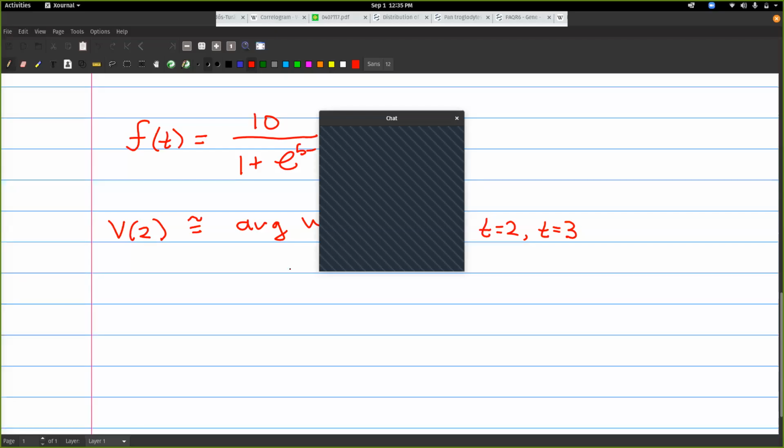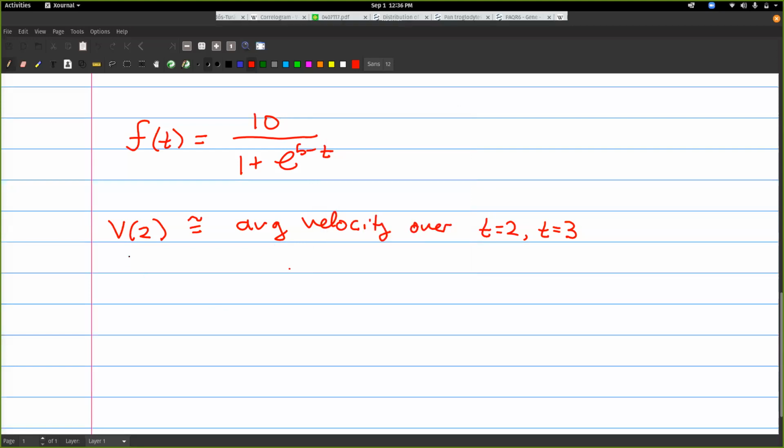Thank you very much. Okay, so here we are. So v of 2 is going to be approximately equal to the average velocity over the time interval from t equals 2 to t equals 3. All right, so what is this going to be? This is going to be a change in distance over a change in time.